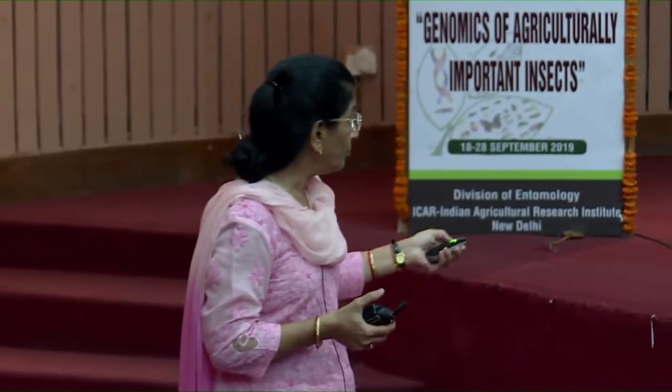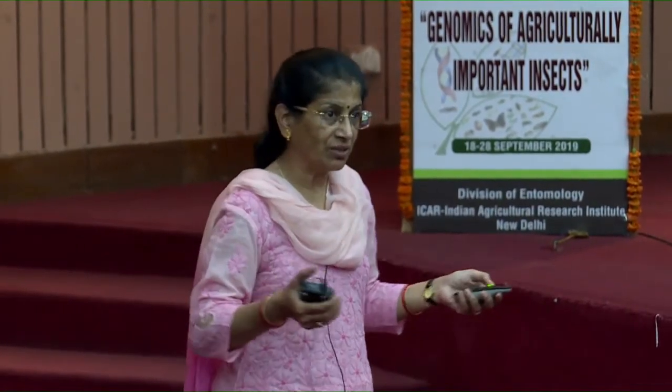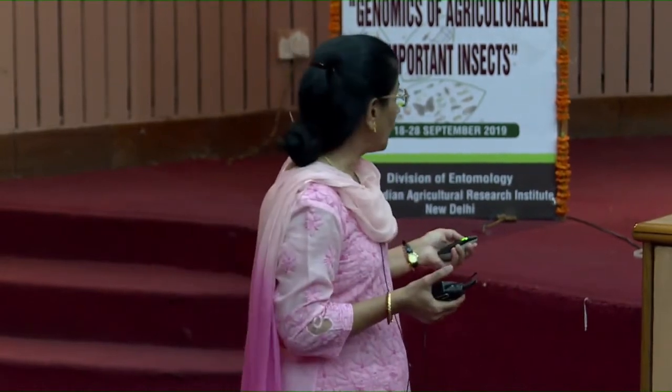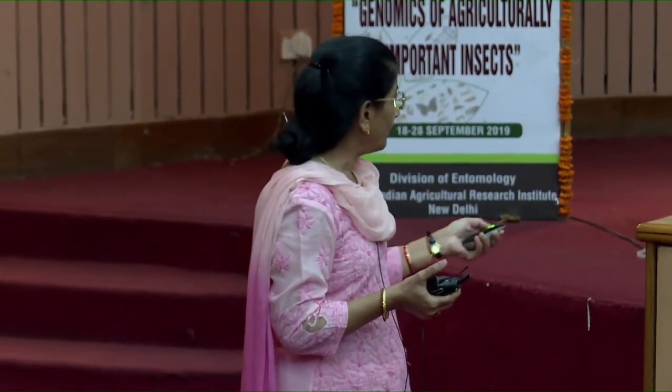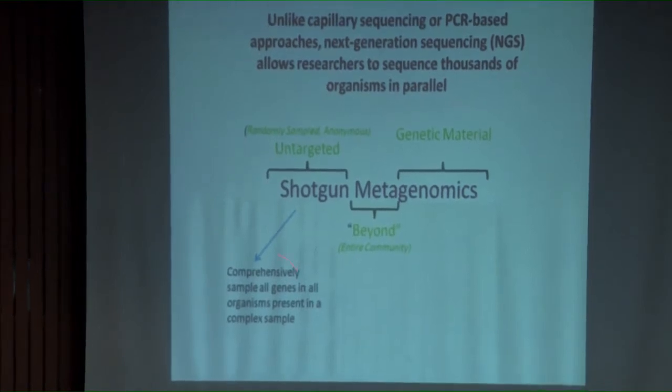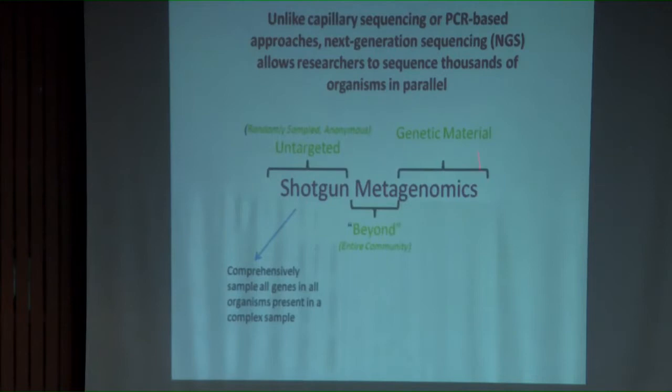And meta is beyond a particular region. That means it is not constricted by genus, kingdom, order, anything. Everything in that sample will be taken care of. And of course, genomics, you realize it's genetic material. So if I look at shotgun metagenomics, in very simple layman terms, it is an untargeted study of the complete genes present in all the organisms in that particular sample by using some molecular tools. Is that point clear? Till here, is it clear now?